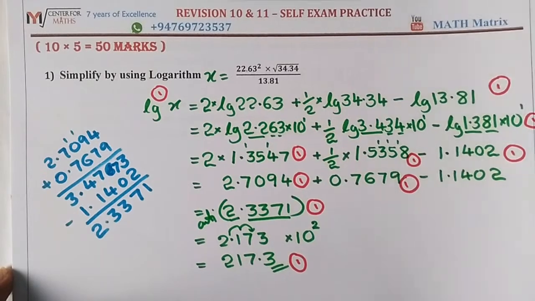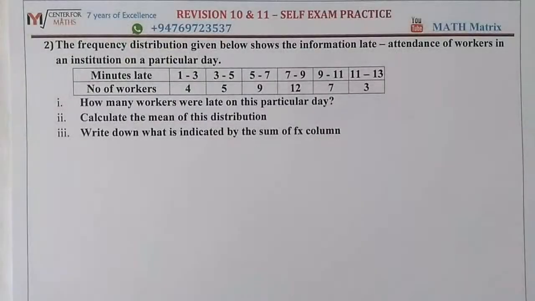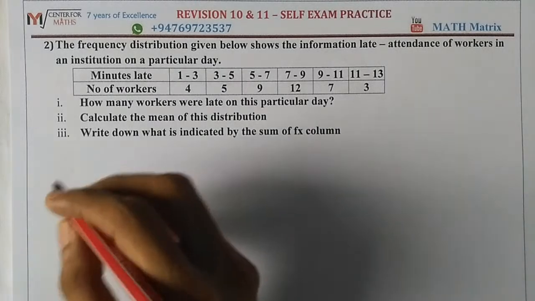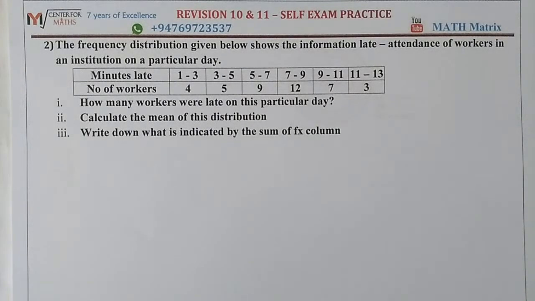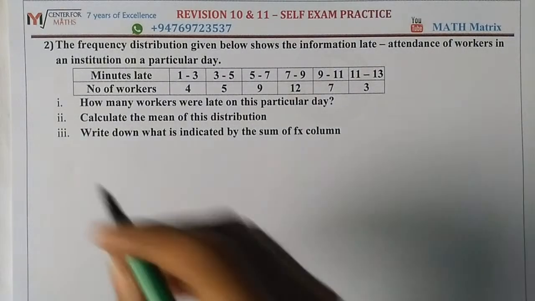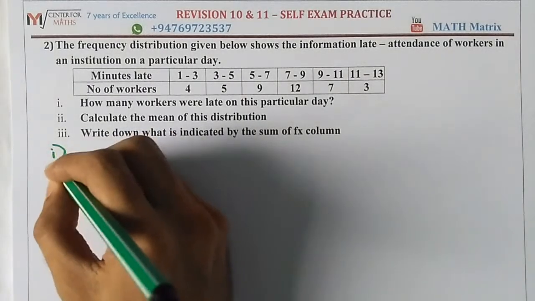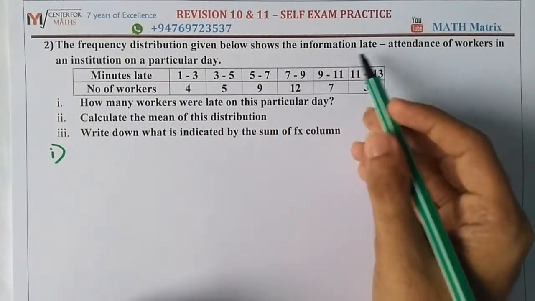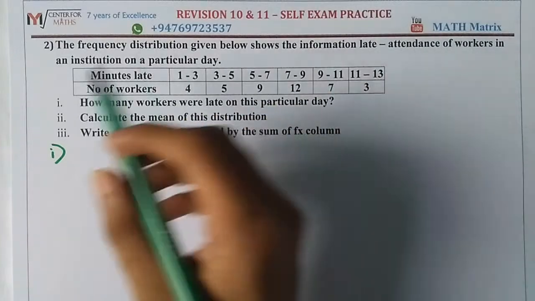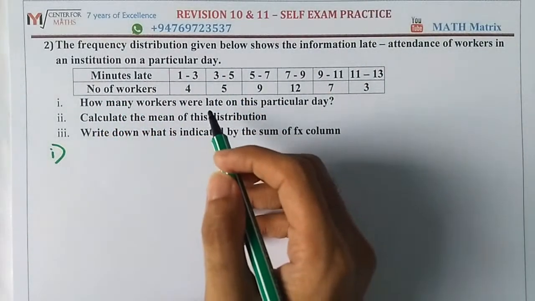Okay, so we are moving to the second question, and this is related to frequency distribution. It's very easy. We'll say question number 2. Read from the beginning. The frequency distribution given below shows the information on late attendance of workers in an institution on a particular day.